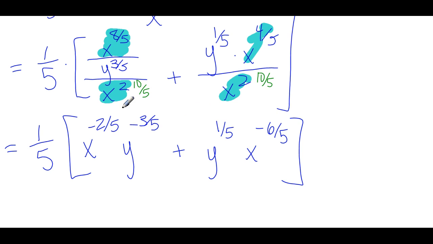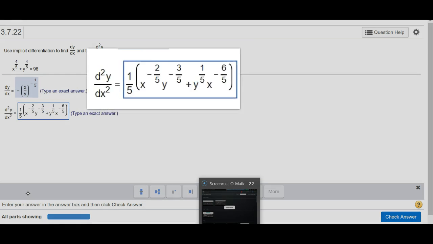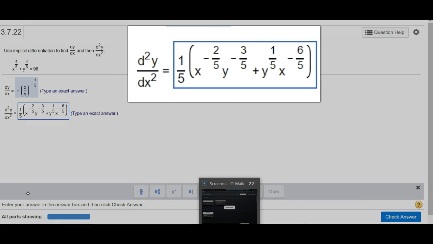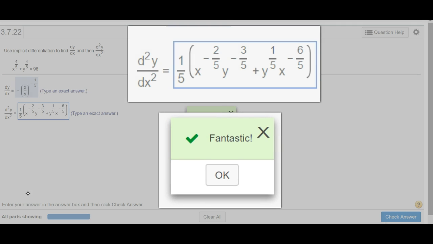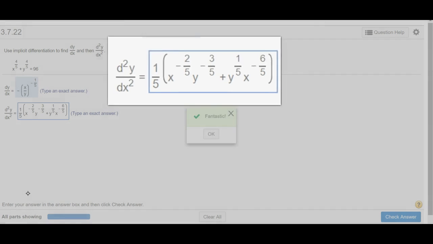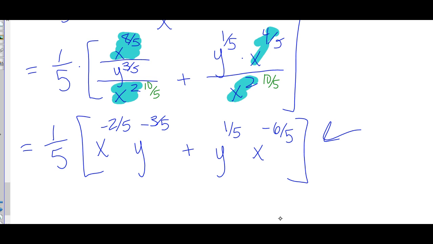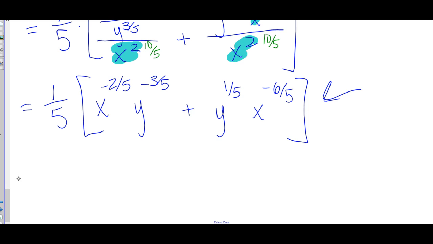Even though simplifying typically means don't have negative exponents, this would be the answer that my MyMathLab expects. So I've got it written in there, 1/5 times all that stuff, and that's what they're wanting. Okay, now this is what I don't like about MyMathLab. This simplifies much nicer than what it is currently.